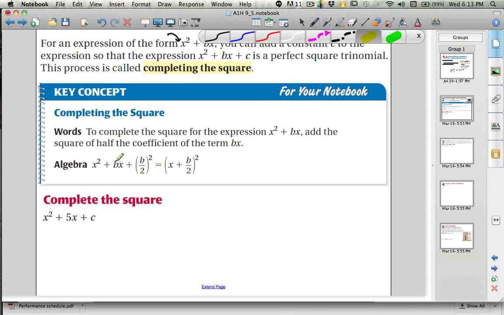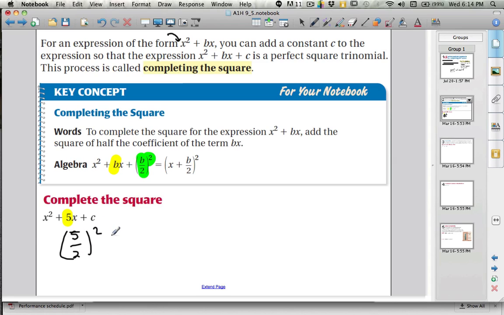Okay, so if I wanted to look at this, I would want to take the b value. So for this value b, and in this case that's 5, what I'm going to want to do is take b, divide it by 2, and square it. So I'm going to take 5, divide it by 2, and square it. And that will give me 25/4. So to make the perfect square trinomial here, I'll have x squared plus 5x plus 25/4.